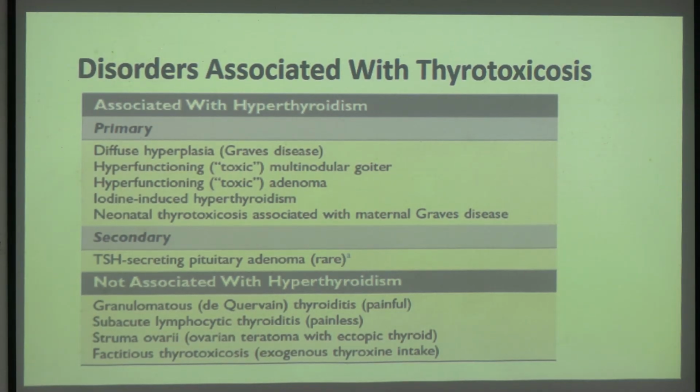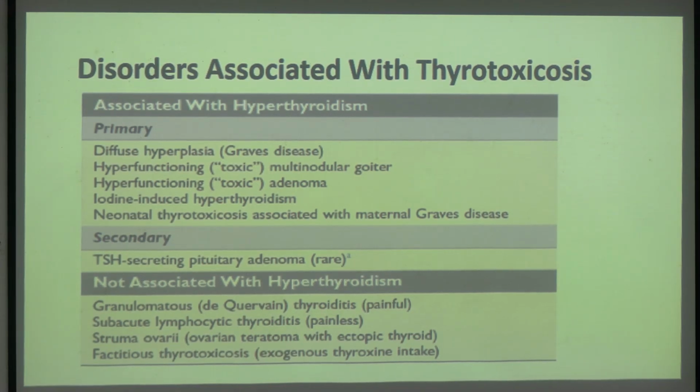Disorders associated with thyrotoxicosis: number 1 is primary, number 2 is secondary. Primary: diffuse hyperplasia or Graves' disease, hyperfunctioning toxic multinodular goiter, hyperfunctioning toxic adenoma, iodine-induced hyperthyroidism, neonatal thyrotoxicosis associated with maternal Graves' disease. And among the secondary, TSH-secreting pituitary adenoma.